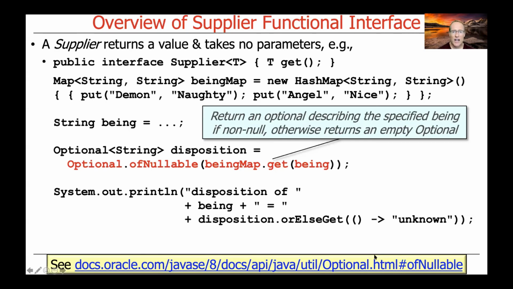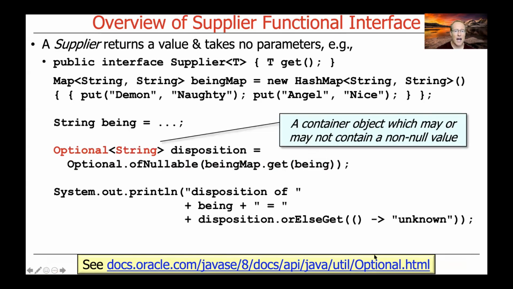And we'll talk about what an optional is. An optional basically, as we'll see, is an object that is never null, but either has a value present or absent. So what we're going to do here is say Optional.ofNullable, and give it the result of getting the being in the being map. So if we got back a string, naughty or nice, then the optional's value will be naughty or nice. But if there was no being under that name, we're going to get back null, and Optional.ofNullable will simply create us an empty optional.